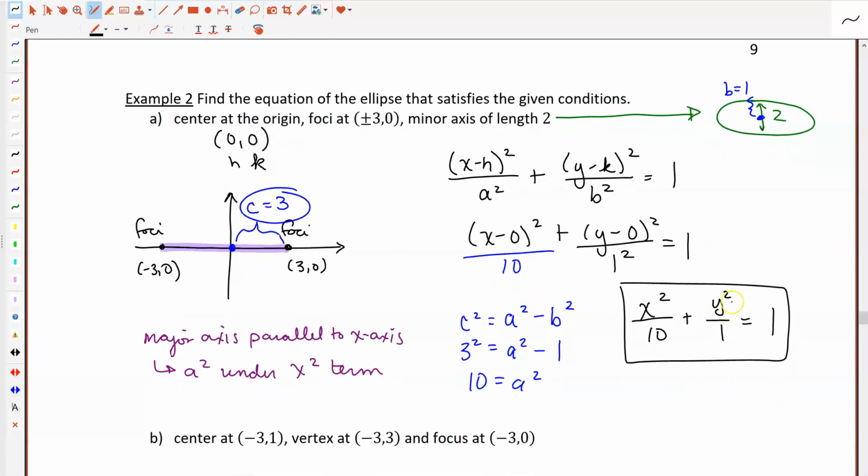If you don't want that 1 there, because dividing by 1 doesn't affect anything, sometimes it's nice to leave that there so you can very clearly see your b value, but it is not wrong to omit it. And just clean it up and write it like that.